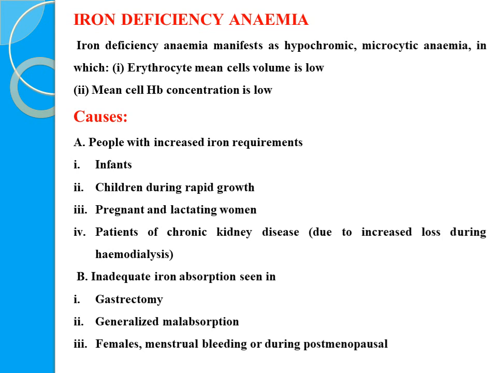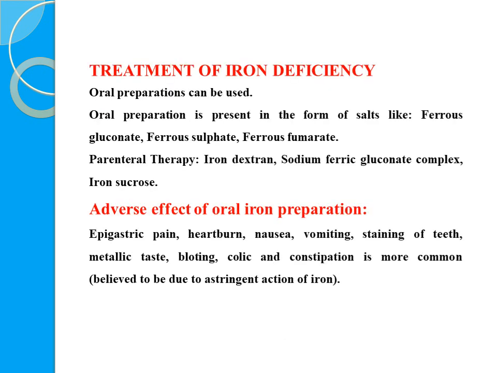What are the causes of iron deficiency anemia? Iron deficiency anemia basically occurs in patients where increased iron requirement is there, like in infants or children during their rapid growth period, or in pregnant or lactating women, or in patients of chronic kidney disease due to increased loss during hemodialysis. Inadequate iron absorption is seen in gastrectomy, where all the parts of the stomach are surgically removed, and in generalized malabsorption, and in females, where menstrual bleeding and the postmenopausal period.